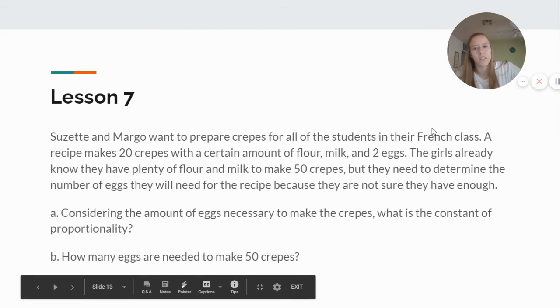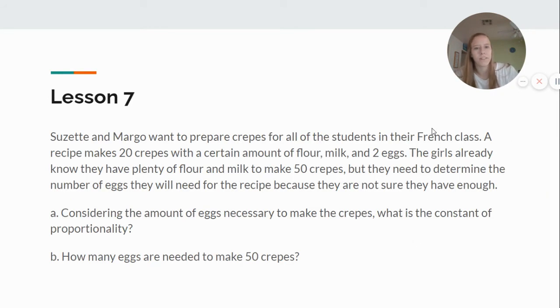Number 7, Suzette and Margot want to prepare crepes for all the students in their French class. The recipe makes 20 crepes with a certain amount of flour, milk, and 2 eggs. The girls already know they have plenty of flour and milk to make 50, but they need to determine the number of eggs they will need for the recipe because they are not sure they have enough. Go ahead and answer the 2 questions there, and then hit play when you are ready to see the answers.